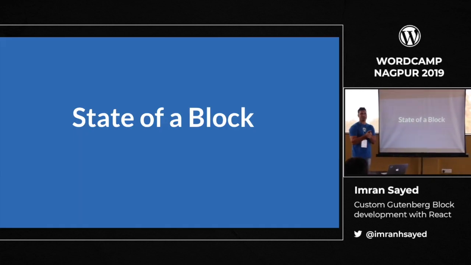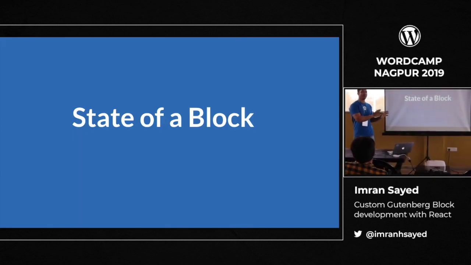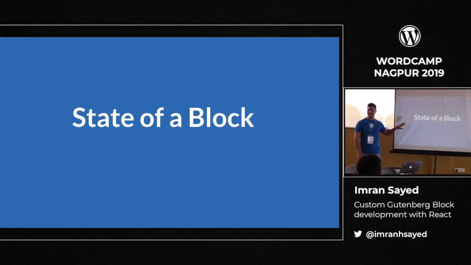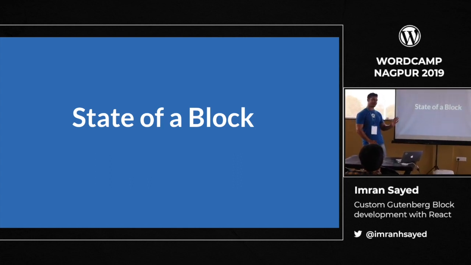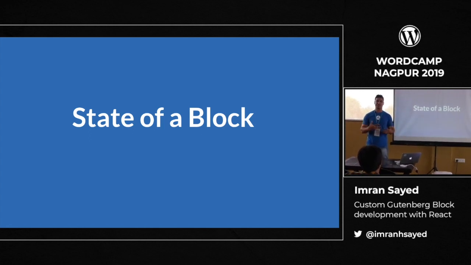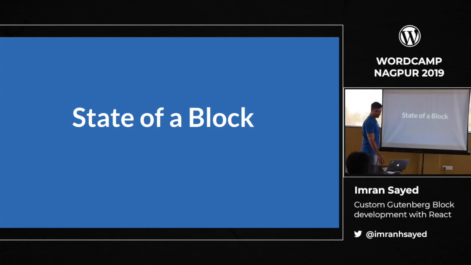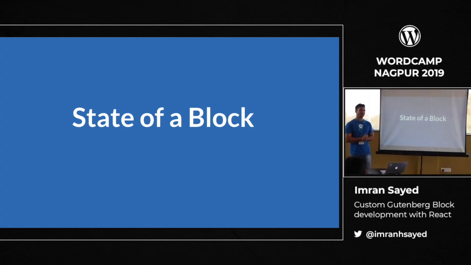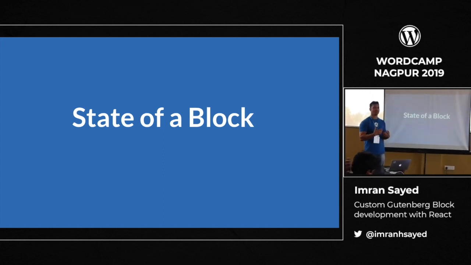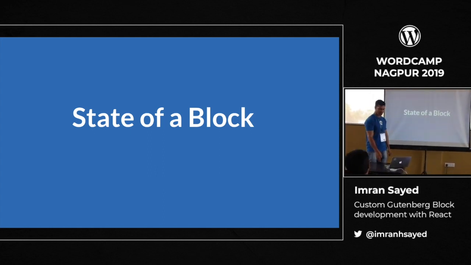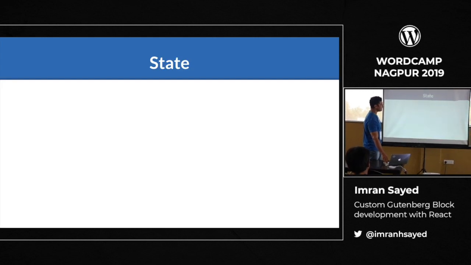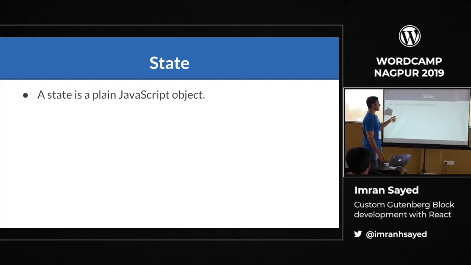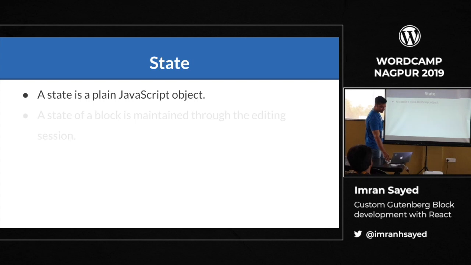Now we're going to go into advanced. So registering a block, creating a block was up until here. From here on is advanced topic, which means what goes behind the scene, what each of these elements are. So first is state of a block. If you work with React, you would know what state is. State is nothing but an object that allows you to hold some content for a component. Similarly, in Gutenberg also, state is a plain JavaScript object.